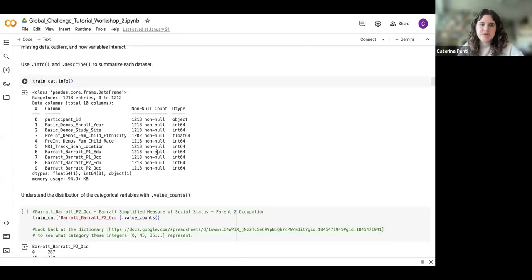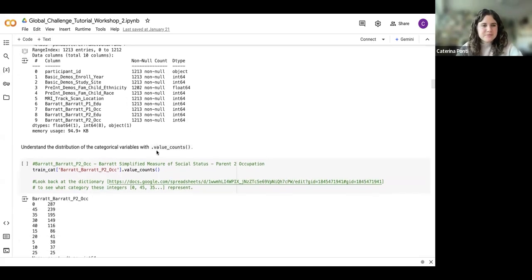You can see that we have for the train 1,213 entries, and also you can look at the type of the column and how many non-null counts we have, so how many non-NA values we have.